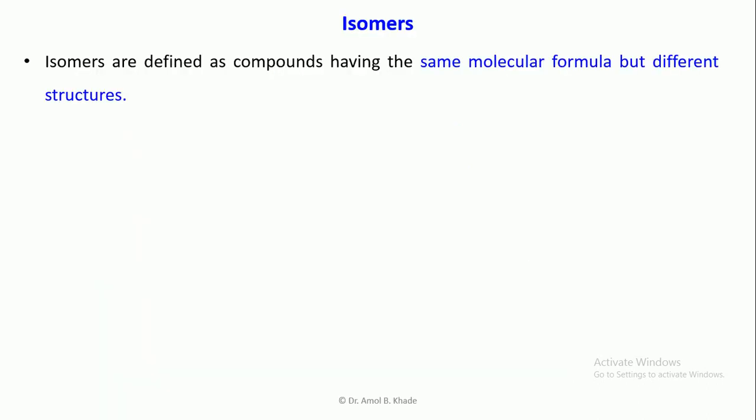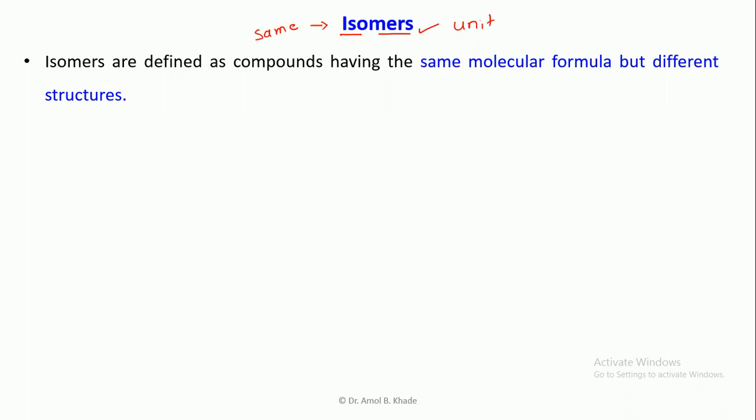So let's get started. You are already aware of what are called isomers. The name implies iso means similar, and mer, M-E-R, refers to the unit. So what are isomers? Isomers we can define as compounds having the same molecular formula but different structures.